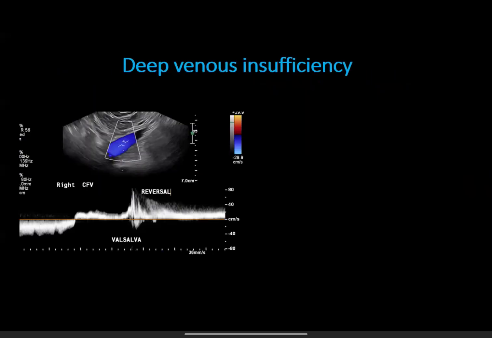For deep veins, like in this case, we examine the femoral vein and then we ask the patient to perform Valsalva. If we see significant reversal, it indicates deep venous insufficiency. As we can see in this case, the common femoral vein is showing significant reversal on Valsalva.